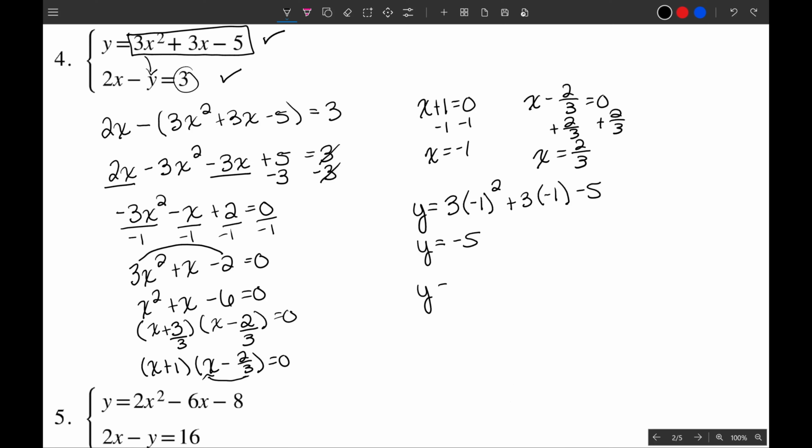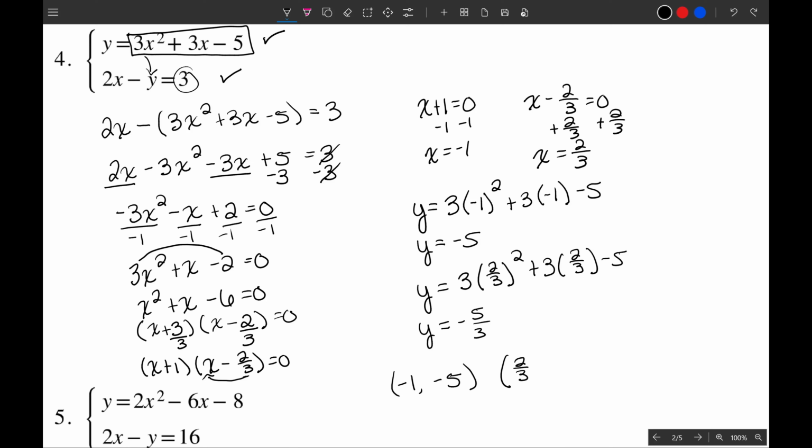And then I'm going to do the same thing with the 2/3. 3 times 2/3 squared plus 3 times 2/3 minus 5. And that's going to give me a y value of negative 5/3. So my 2 points of intersection will be an x value of negative 1, which gave me a y value of negative 5, and an x value of 2/3, which gave me a y value of negative 5/3. And those would be my 2 points of intersection.